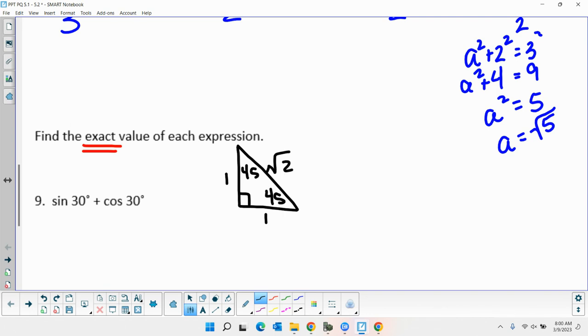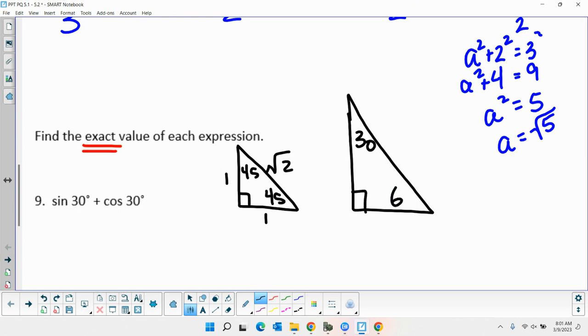It's always true. If those were 1s, that's radical 2. If these are both 2s, that's 2 radical 2. If these are both 10s, that's 10 radical 2. Okay? And this one.